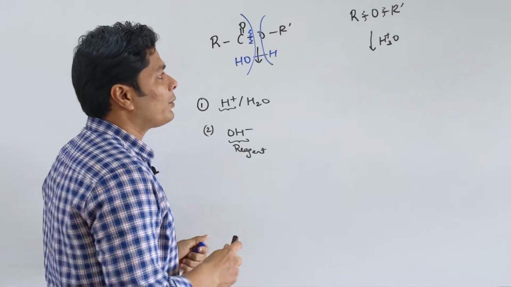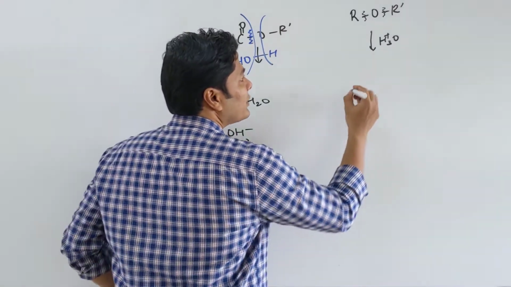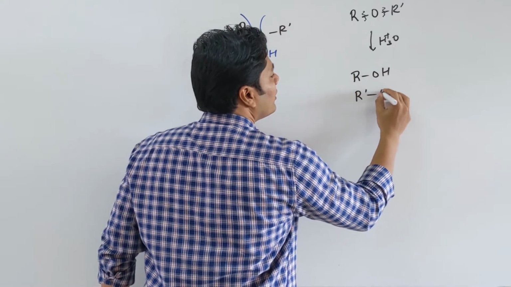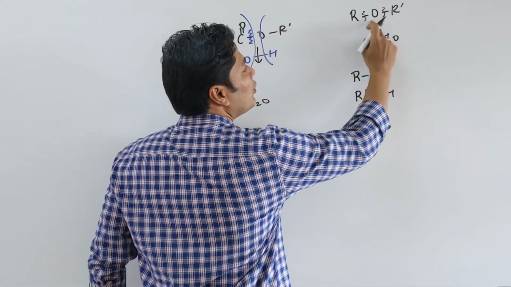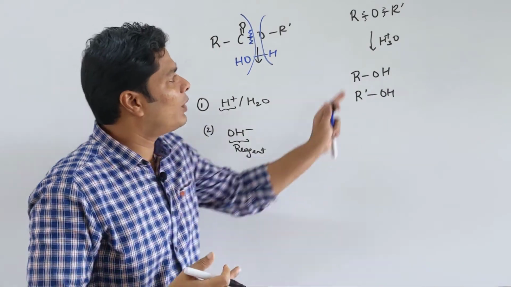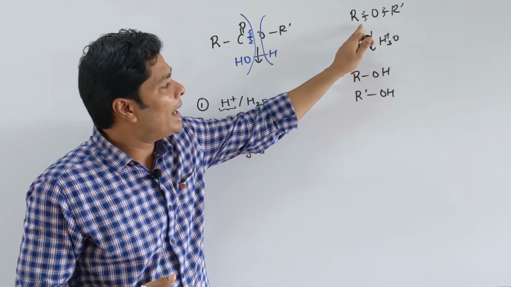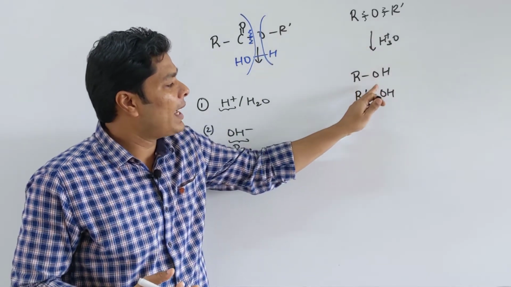Regardless of wherever it breaks, you are going to have the corresponding alcohols. So you do not have to know which bond is broken. That is actually depending on leaving group. You don't have to know. All you have to remember is the ether will give you the corresponding alcohols.